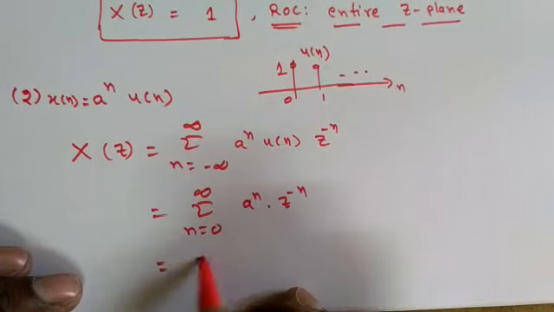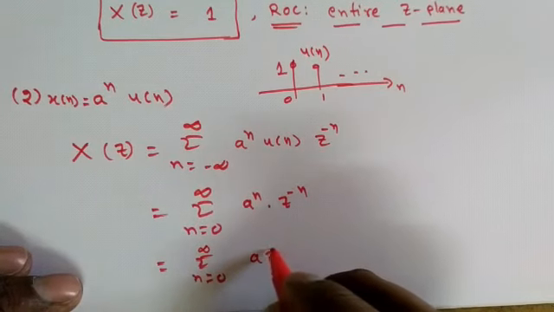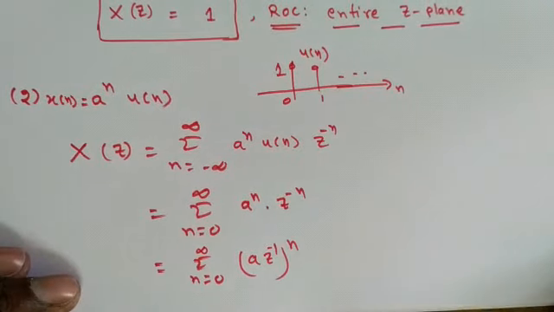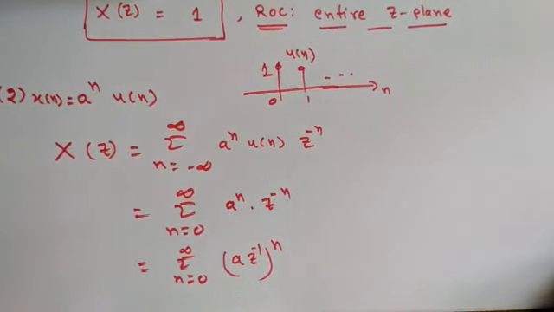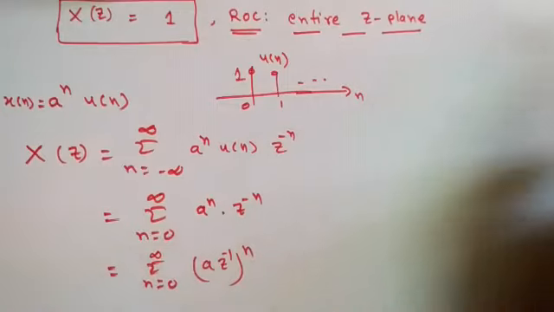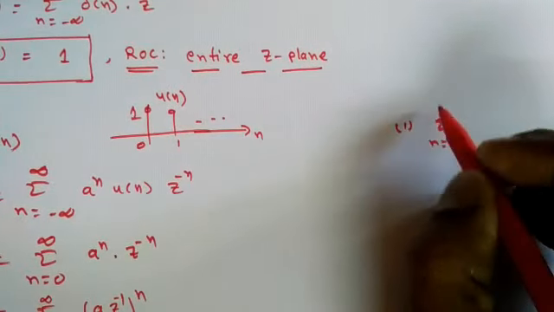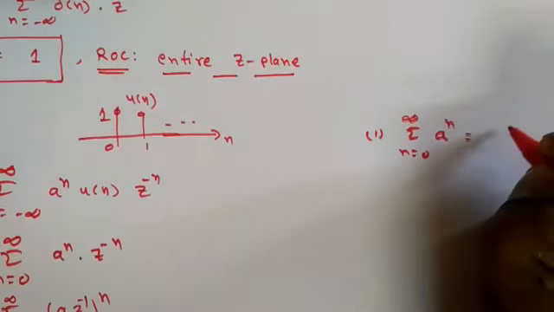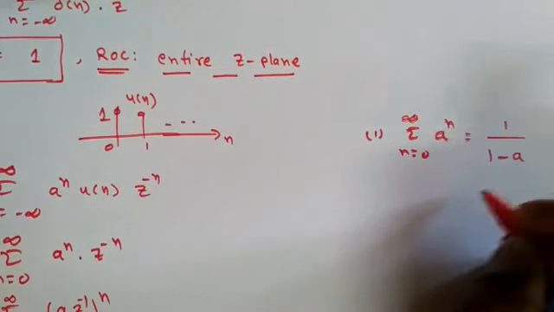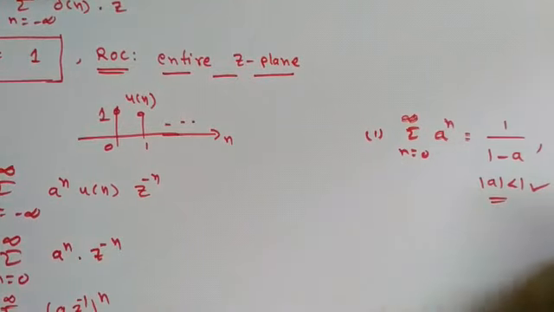So again it will become sigma n equal to 0 to infinity of a into z inverse power n. Now when I talked about the discrete time Fourier transform, I gave 3 formulas for this summation. The first formula we have to recall is sigma n equal to 0 to infinity a power n. So what is the value? 1 by 1 minus a, where a should be less than 1, right?